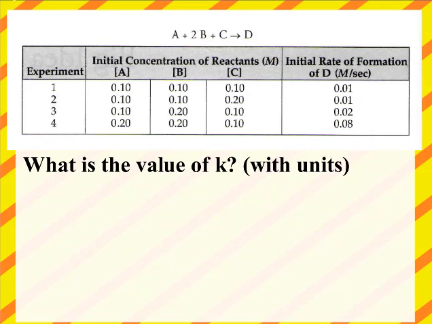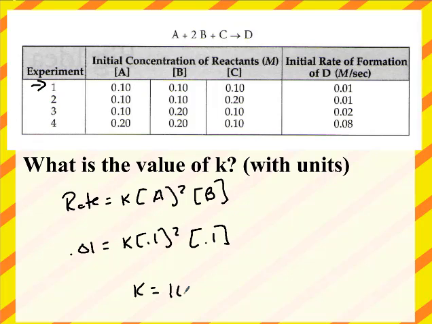Next, it wants to know what the value of k is. So we need to pick one experiment and then plug everything into our rate law that we wrote a second ago. So I'm going to use experiment 1. So k is equal to 10. So my units on k are going to be based on the overall order. My overall order is my orders added up. So in this case, 2 plus 1 gives me an overall order of 3.